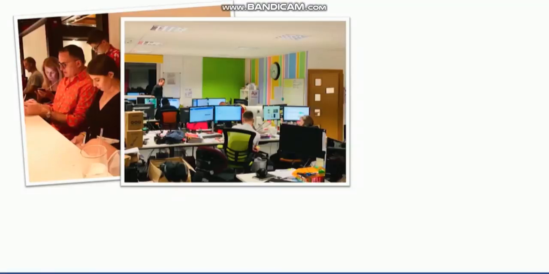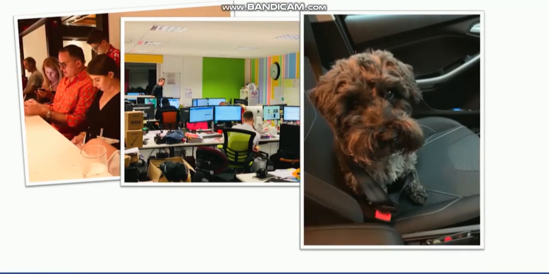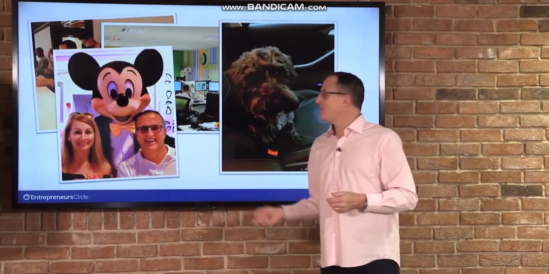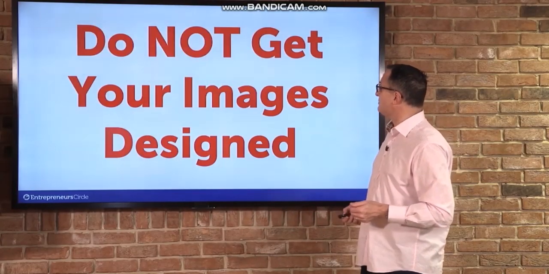Pictures of our office have worked well for us on campaigns. Pictures of my dog, Monty. He's my miniature schnauzer, and there he is on my car seat. Monty has also been very successful on a Facebook ad. There's myself and my wife with Mickey Mouse.